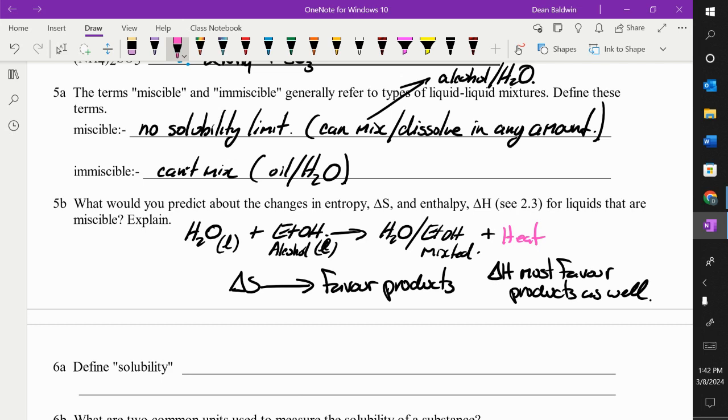All right. Can I flip the page? Oh, sorry.